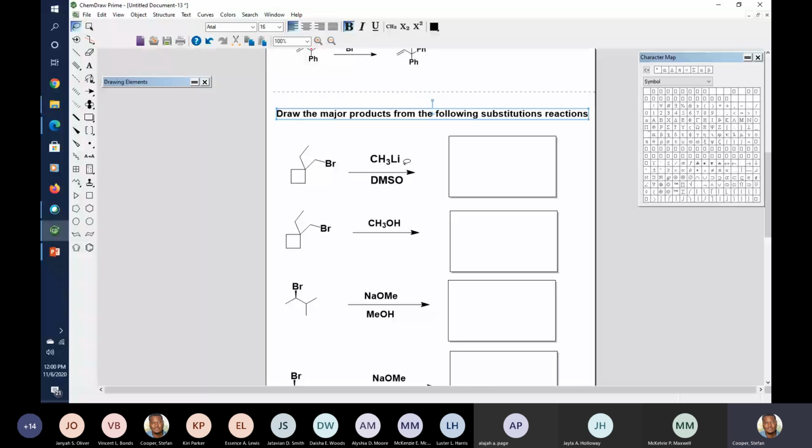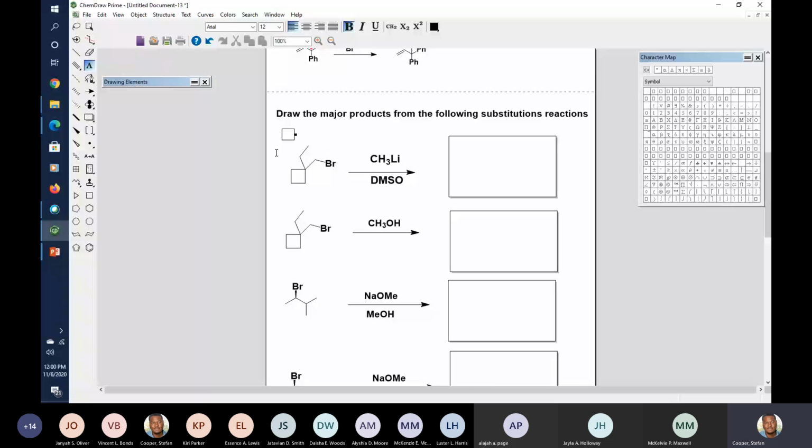The first thing I need to think about, mentally, to draw major products is the mechanism. Again, I'm not asking for the mechanism here, I'm just asking for the product. But to draw the product, I need to know the mechanism, and I can gain clues about it by looking at all the components. So what type of alkyl halide am I dealing with? What would you say here?